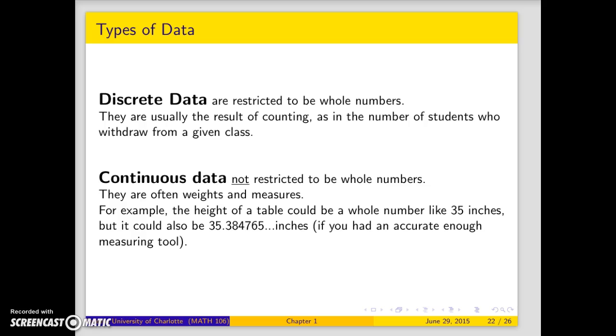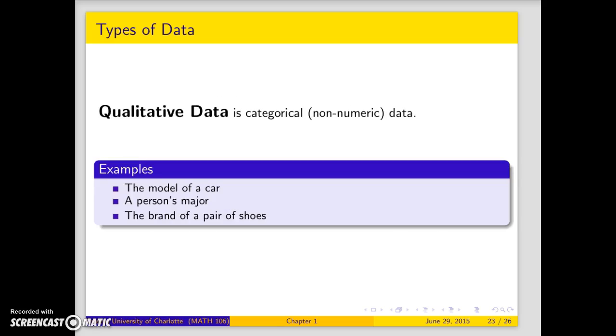And then for continuous data, it can be whole numbers, but it's not restricted to be whole numbers, and they are often weights or measures. For example, the height of a table could be a whole number like 35 inches, but it could also be 35 with a lot of decimal places inches if you had an accurate enough measuring tool. So it's not referring to being a whole number. So if it's not quantitative, it's qualitative.